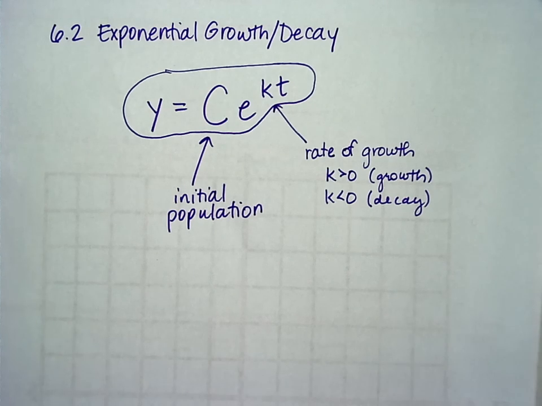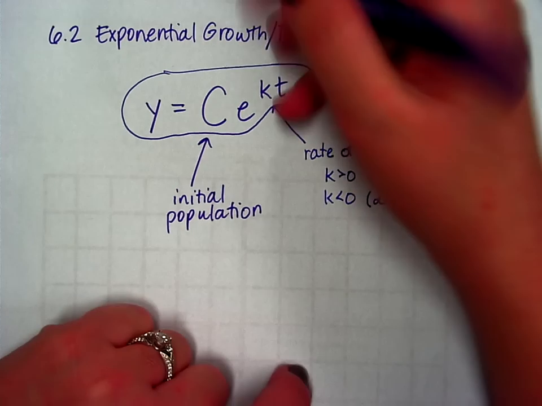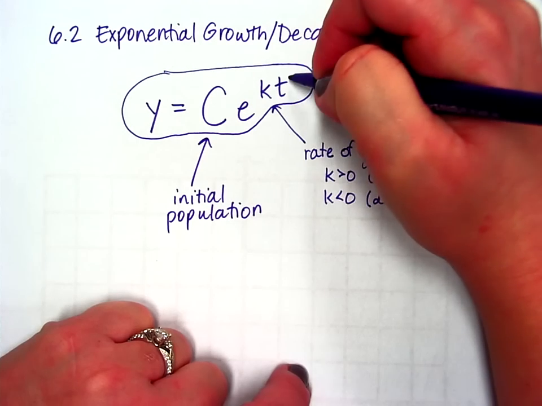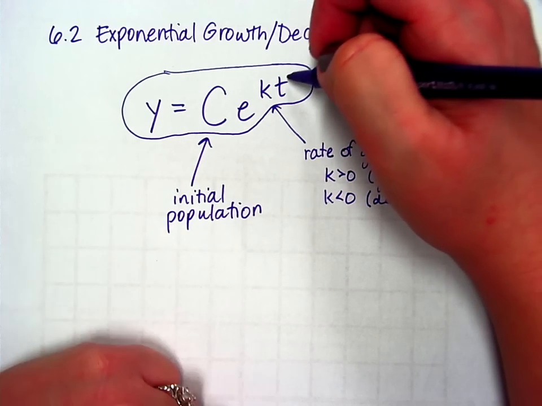Okay, so this follows along with the blue sheet that you got in class today. This is section 6.2 in your book. It's about exponential growth or decay. Exponential because the variable that we're working with here is t, which is most like x that you're used to.